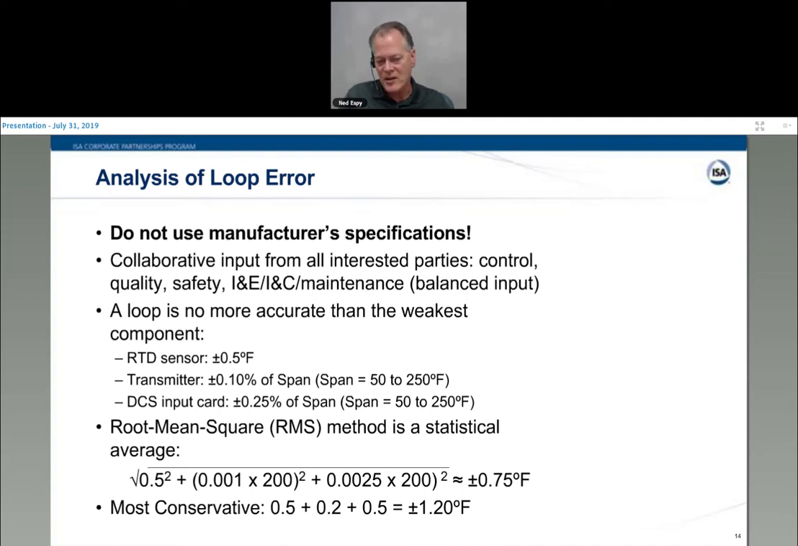So the idea is that if the RTD was off by plus half a degree, the transmitter was off by plus 0.2 degrees, and the input card was off by another half degree, worst case, we're still within 1.2 degrees of true measurement. So really those are two ways to analyze multiple components that make up a loop. And I would say the RMS is very well known, and I like to say it's a statistical average. You're averaging the numbers in a statistical manner using this root mean square method.